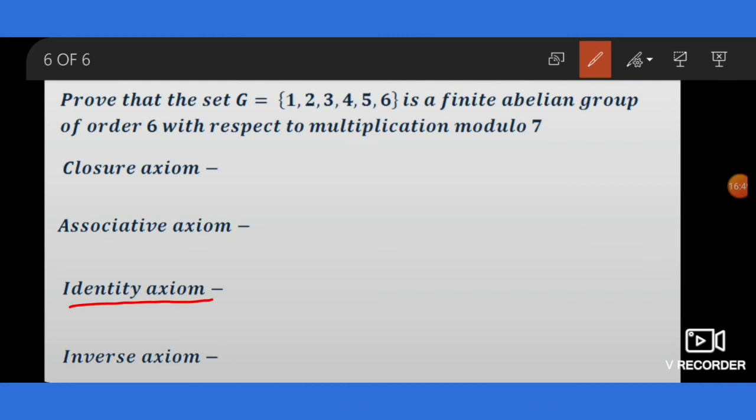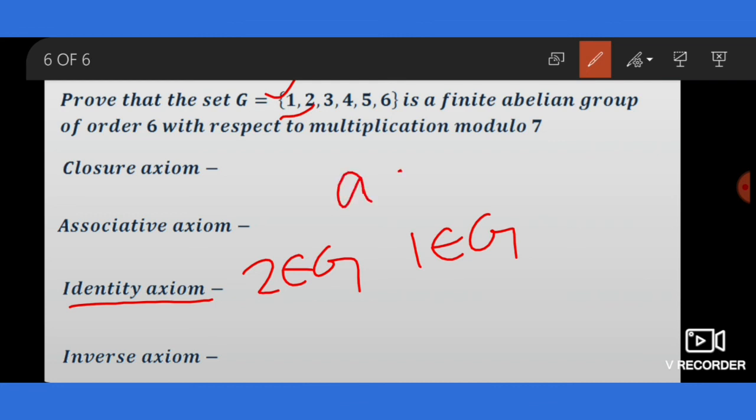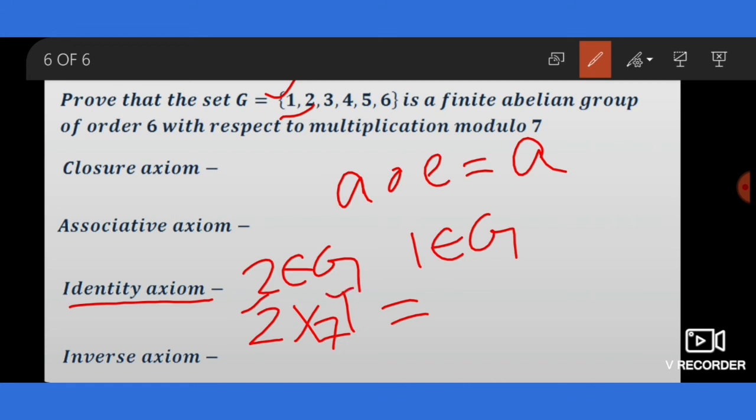Identity axioms. Let 2 be any element of this set. So 2 belongs to G and 1 is the identity of G. By definition of group, A operation E equals A. Then 2 operation multiplication modulo 7, 1 equals 2 into 1 equals 2. 2 is less than 7, so 2 also belongs to G. Now identity axioms are satisfied.